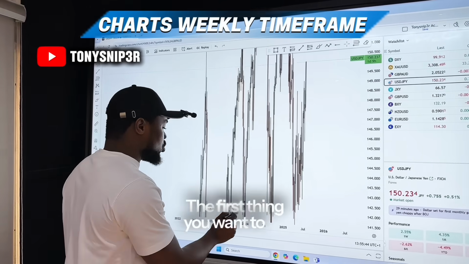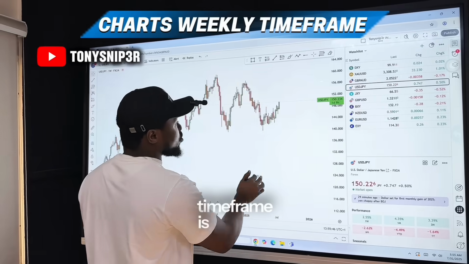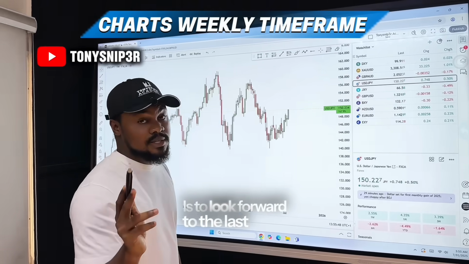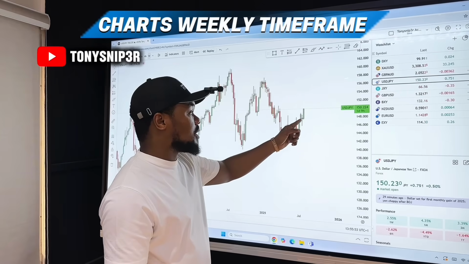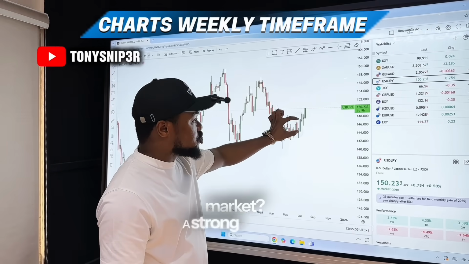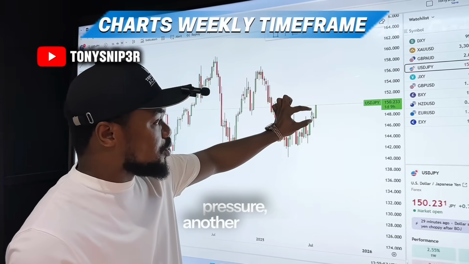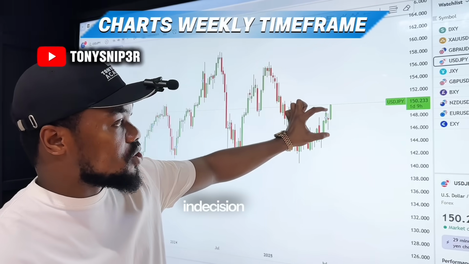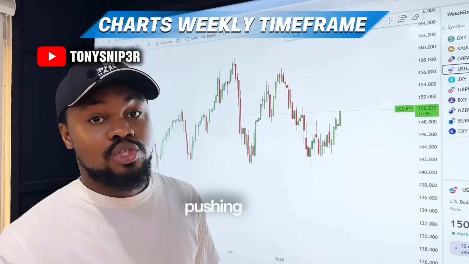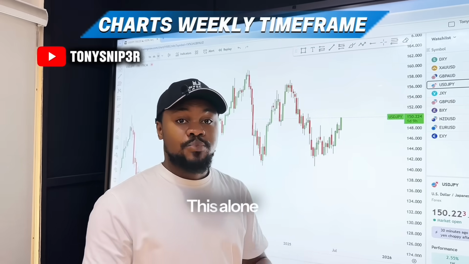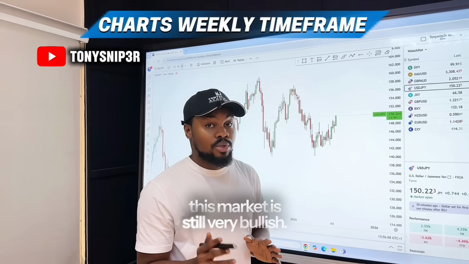The first thing you want to do when you come to the weekly time frame is to what? Is to look back at the last 3 candles. I always say that 1, 2, 3. Now, what can you see from this market? A strong bullish pressure, another bullish pressure, then this was an indecision candle or a doji candle, right? And what happened next? The market continued pushing to the upside. This alone will tell you that this market is still very bullish.